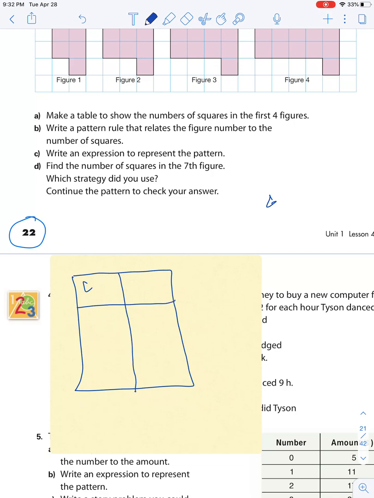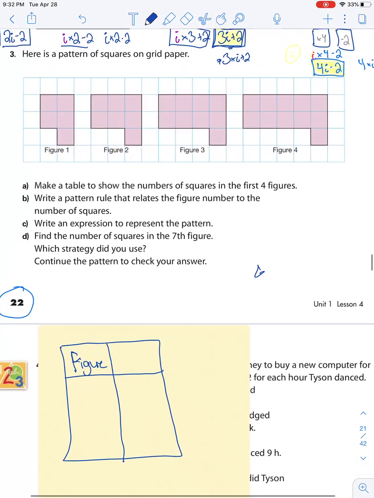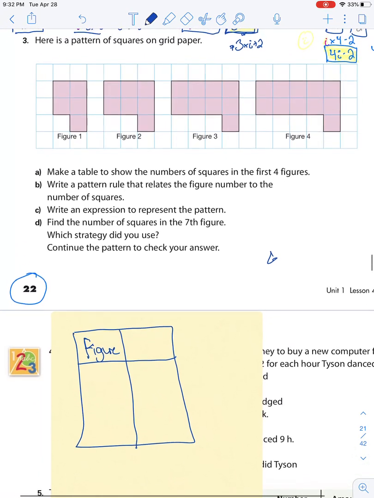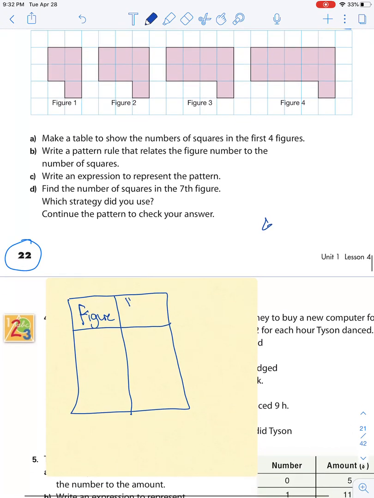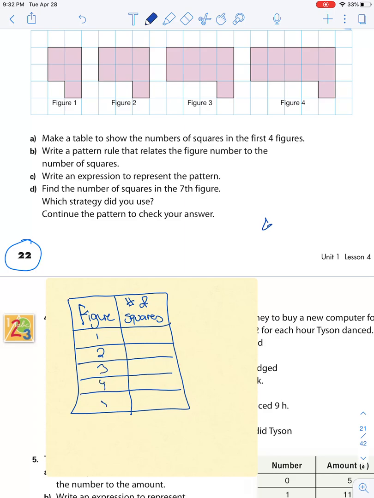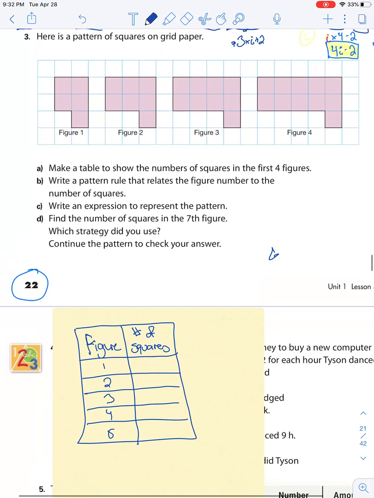Okay, so I'm going to call this figure, and then over here we have to appropriately name it, rather than just doing input and output. So this would make sense as number of squares. Okay, so figure 1, 2, 3, 4. If we wanted to go to 5, we could.